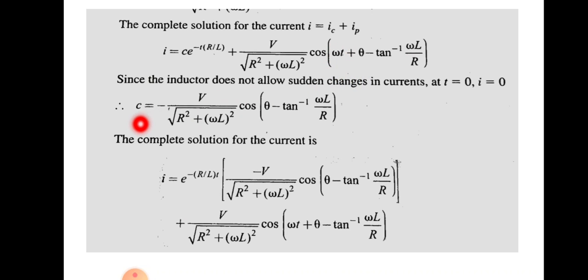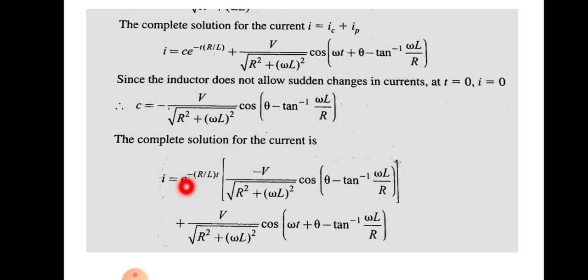So C can be written as C equal to minus V by square root of R square plus (L omega) whole square into cos. You know that the omega t term is not there because it becomes 0 when we substitute t equal to 0. So inside the bracket, theta minus tan inverse of L omega by R comes. So this is also important. You should remember this C equation also by heart.